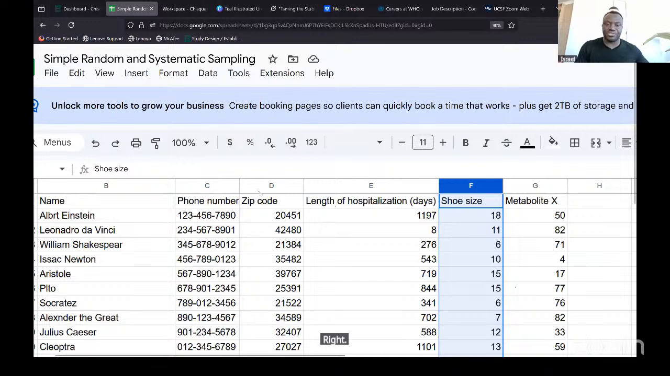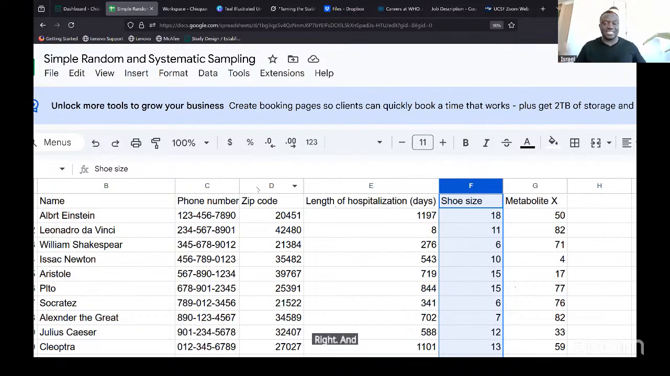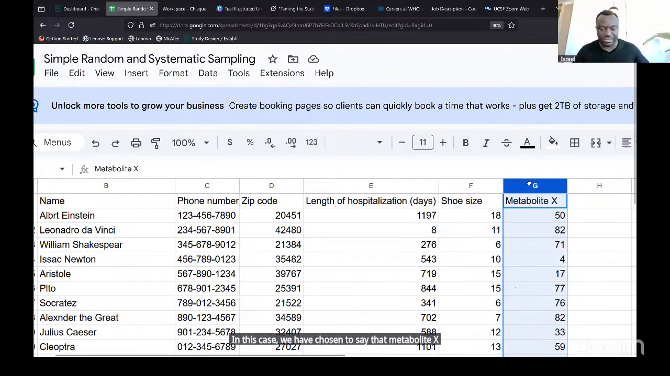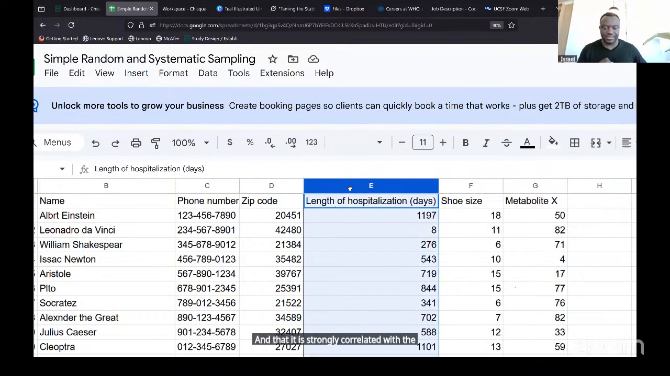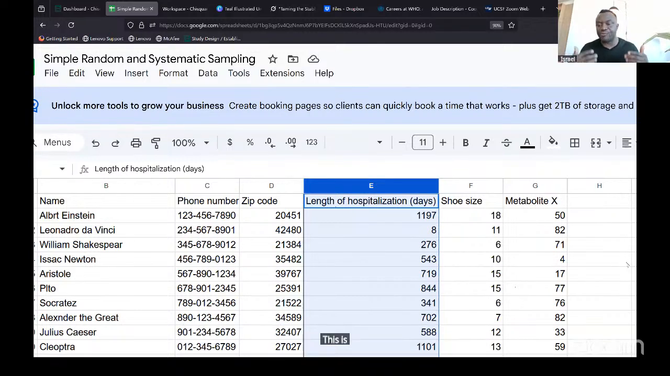Also, we can look at zip codes. Is there any belief or any basis to assume that your metabolite X levels would vary dramatically based on where you live, your zip code, right? And for some research questions, the answer may be true. For others, it may not be true. In this case, we have chosen to say that metabolite X is a marker for liver function and that it is strongly correlated with the length of hospitalization. So of all the options available to us here, the only one we can reasonably sort on is length of hospitalization, right? This is how you need to think when you're using systematic sampling.